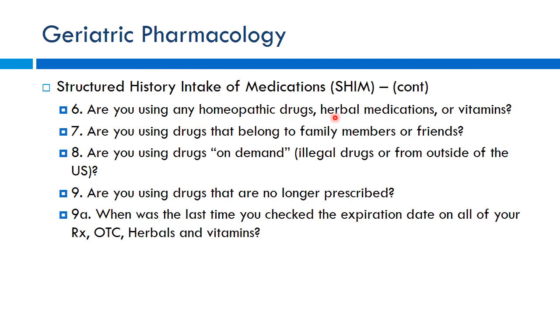Ask about any homeopathic drugs, herbal medications, or vitamins. Again, you don't necessarily want to shun them from taking any of these, but you at least need to be aware of it. Sometimes people are like, well, I don't want to tell them about this herbal that I'm taking because my girlfriend told me to take it, and whatever happens to be. They need to be honest with you, and you don't want to be judgmental about that. Just be curious and say, what else are you taking? Because that can be very important.